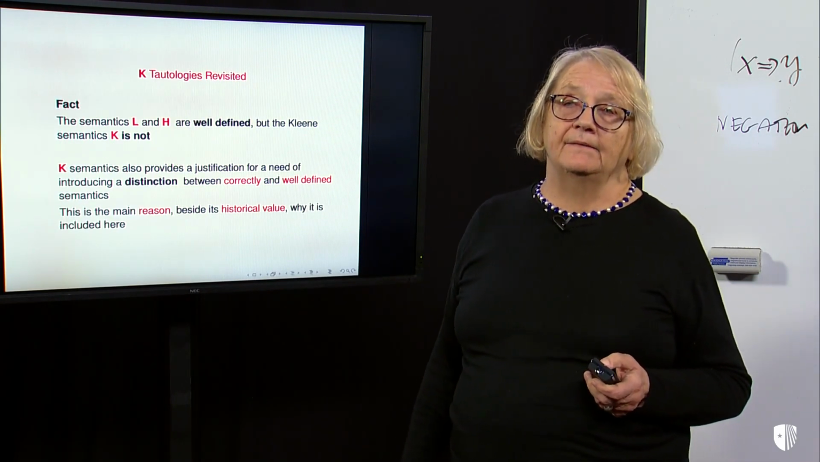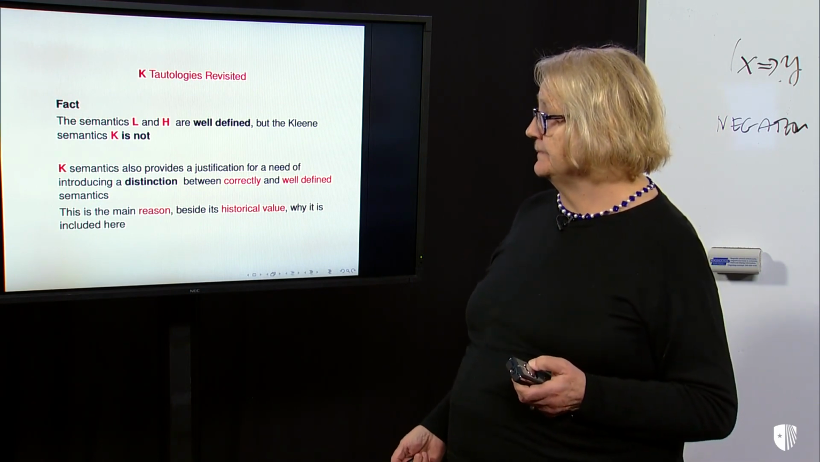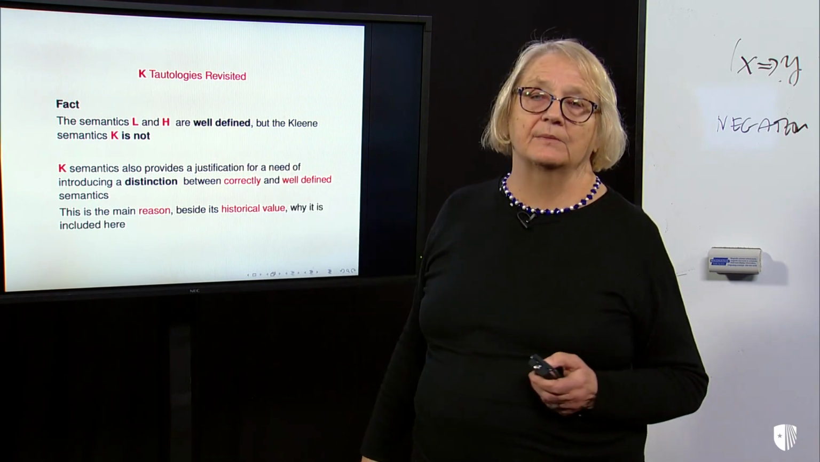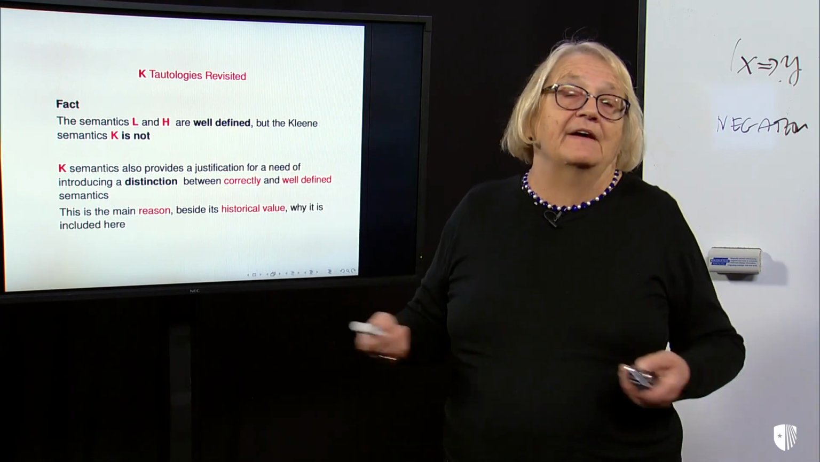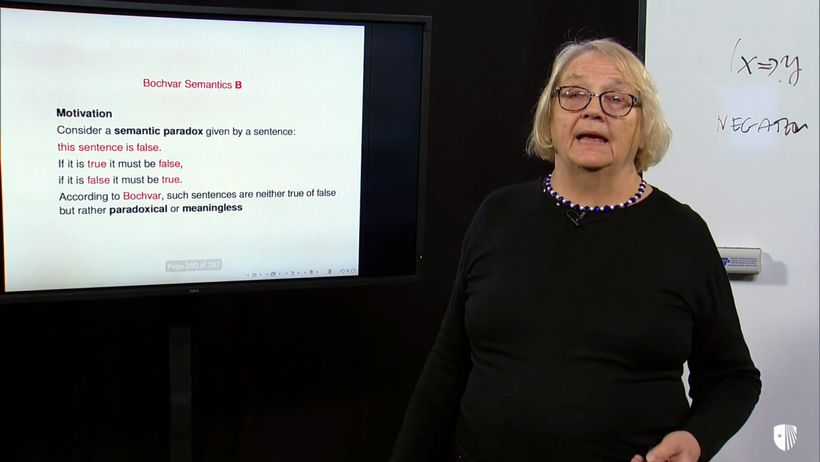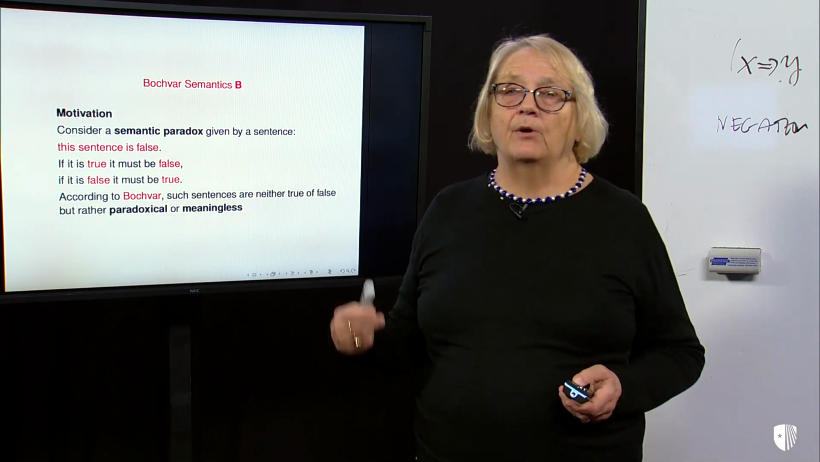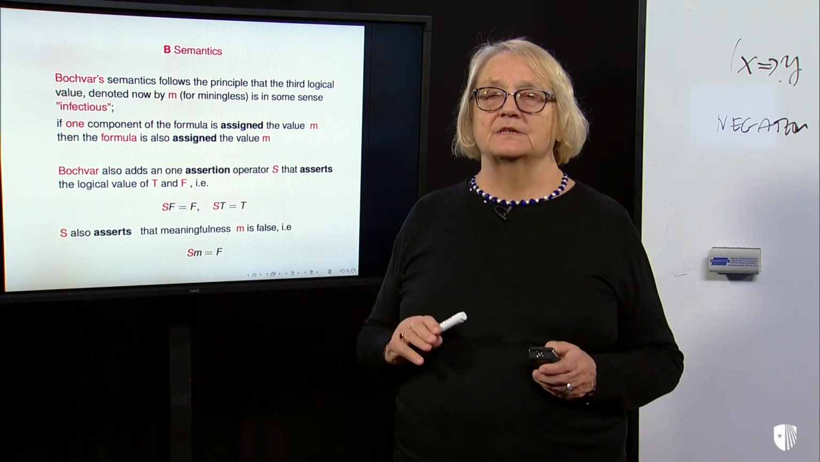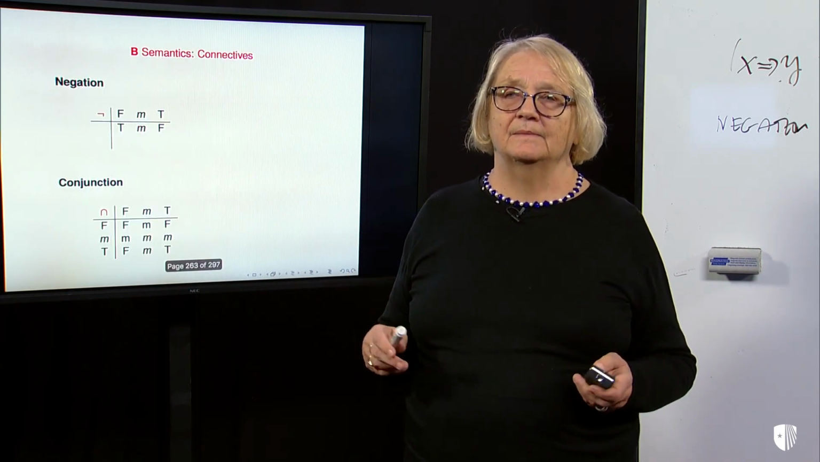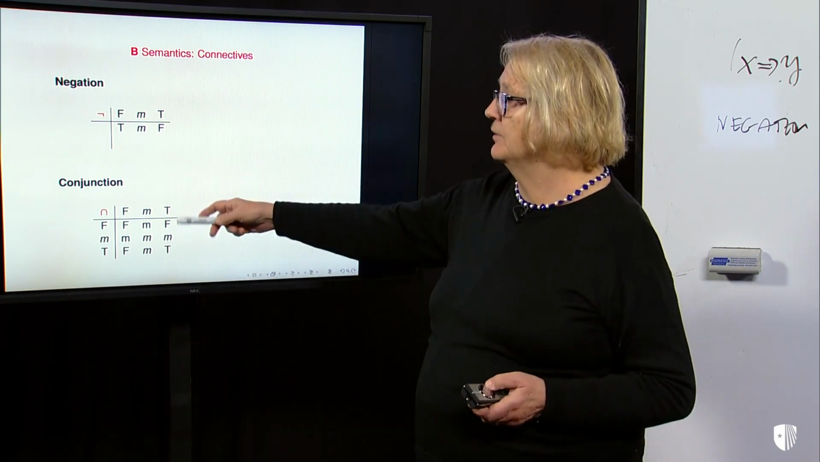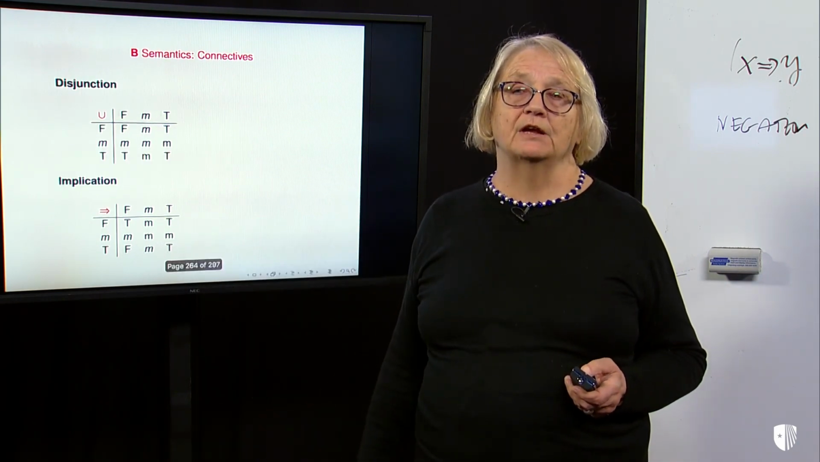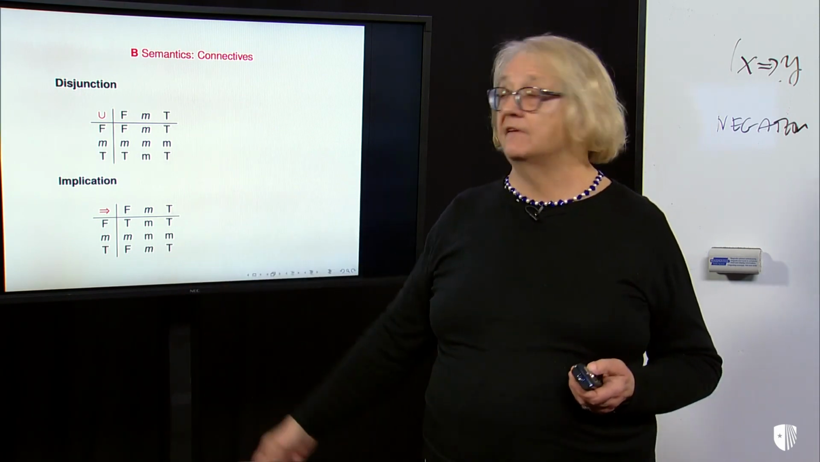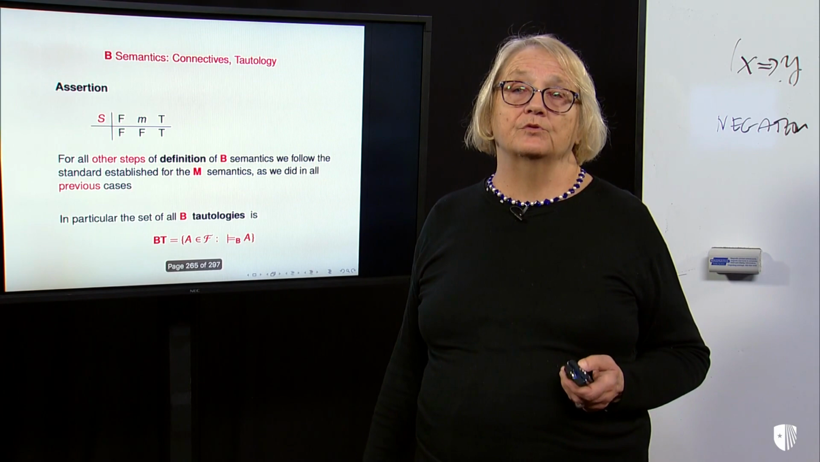And then we look, so the semantics Łukasiewicz and Heyting are well defined. Kleene is a semantics not well defined in our sense. And then there's Bochvar semantics, which has another logical value, the logical value M, and here it is nice because they are defined by connective truth tables.